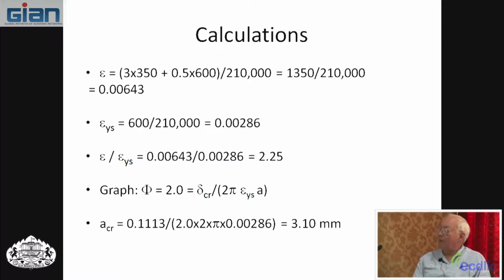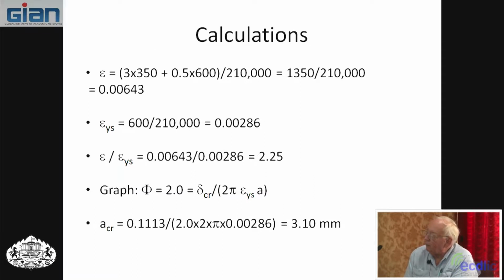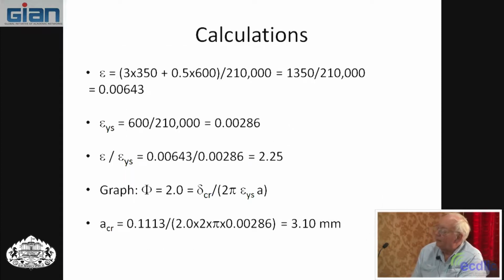Now the graph is a little hard to read, but it's like this. 2.25 is here. You come up here and you get this phi factor of 2. See if I can convince you. 2.25 is about 2. This is what the phi factor is. This is the vertical coordinate on that graph: delta critical over 2 pi yield strain crack size.